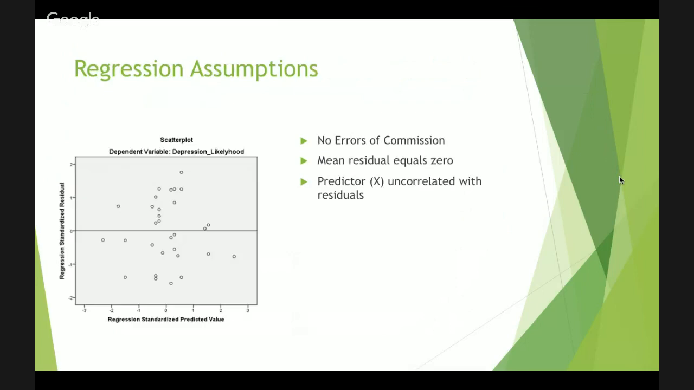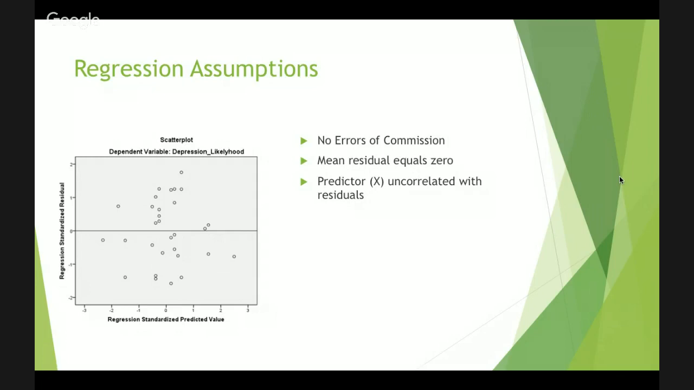Now we move on to our assumptions. We have 3 assumptions in this slide. The first one is that there are no errors of commission, so we haven't left any data out. That's essentially what it says. Have we left anything out? We haven't. The next one is that the mean of the residuals equals 0. So essentially take all those points on that scatter plot, and the mean of all of them is that line across. It's a good sign. That checks that the mean of the residuals equals 0.